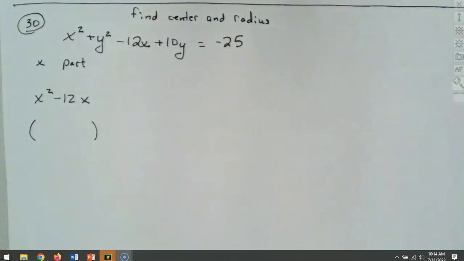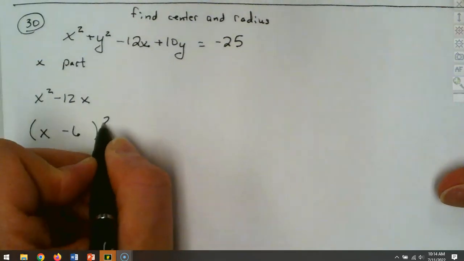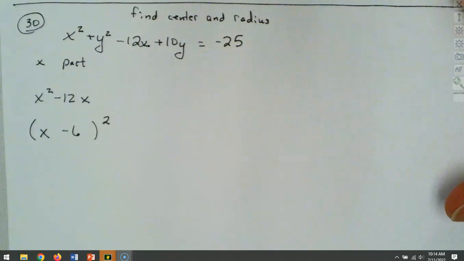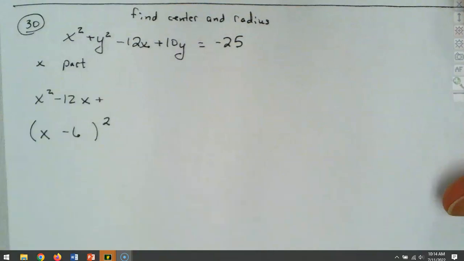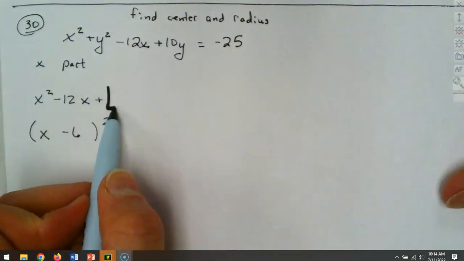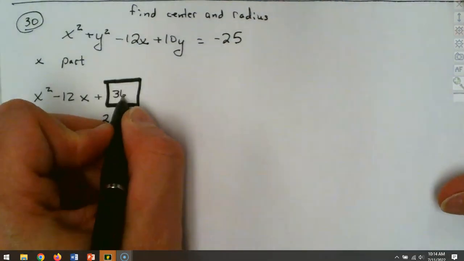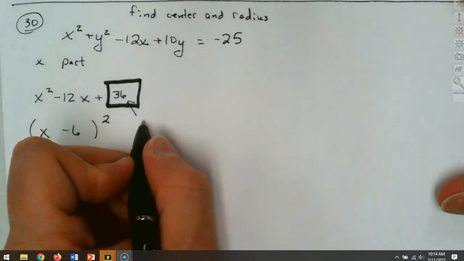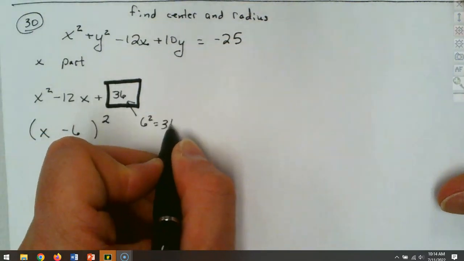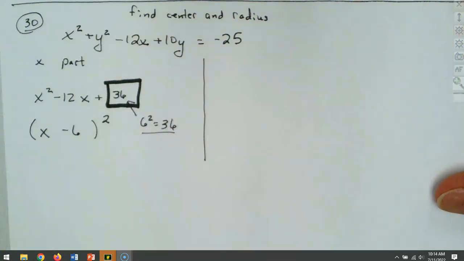So what do we do here? We've got a minus 12. So we take it and we half it. What's half of this negative 12? Half of negative 12 is a negative 6, right? You keep the sign. And then when you square that negative 6, it becomes a positive 36. So that's going to go in the box, because that is 6 squared, which is 36.